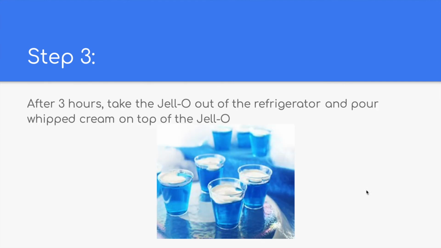Step 3. After 3 hours, take the Jell-O out of the refrigerator and pour whipped cream on top of the Jell-O. So you see in the picture below that they put a little bit of whipped cream. You can put a lot of whipped cream on the Jell-O. You can add layers or you can do as much as you want. You can just make it look like the picture below.